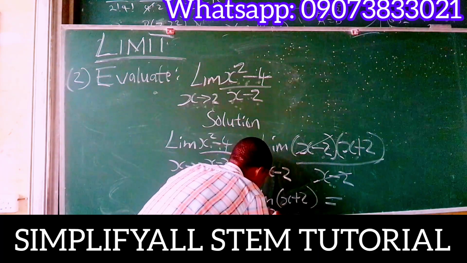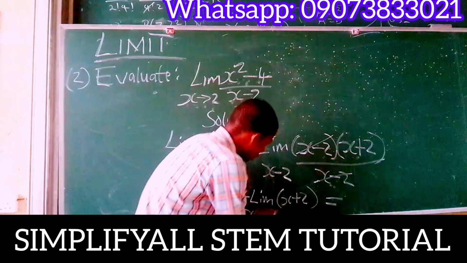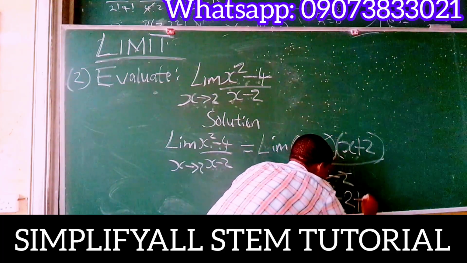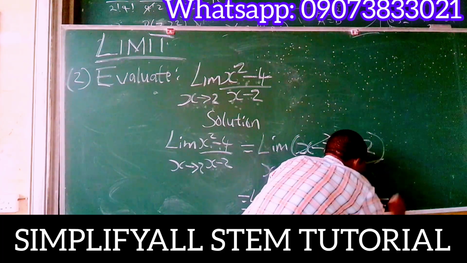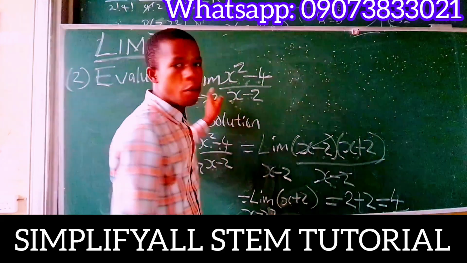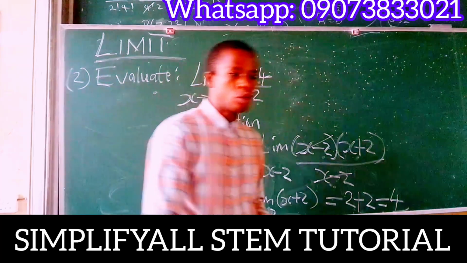This is 2. As x tends to 2, we put it in by the direct method. When we see x here, we put 2. So we're going to have 2 plus 2, and our final answer is 4. This is how to solve this kind of problem in calculus. I hope you understand. Okay, thank you very much.